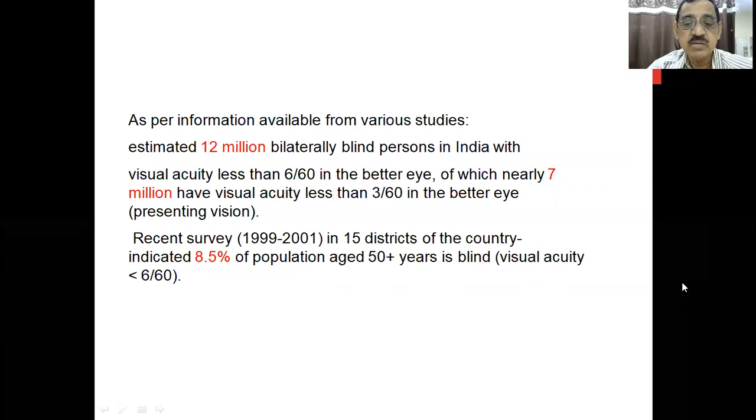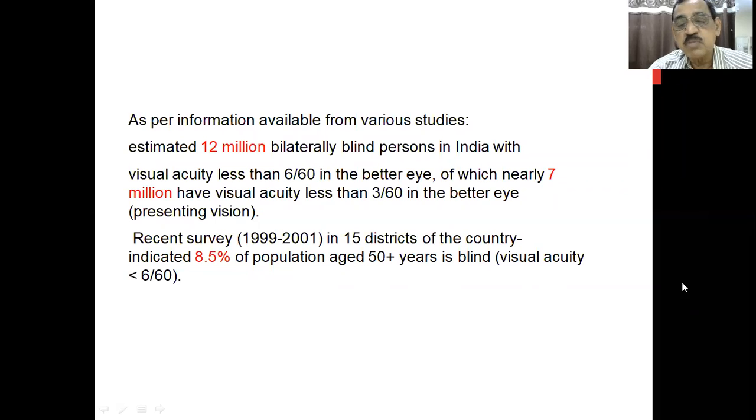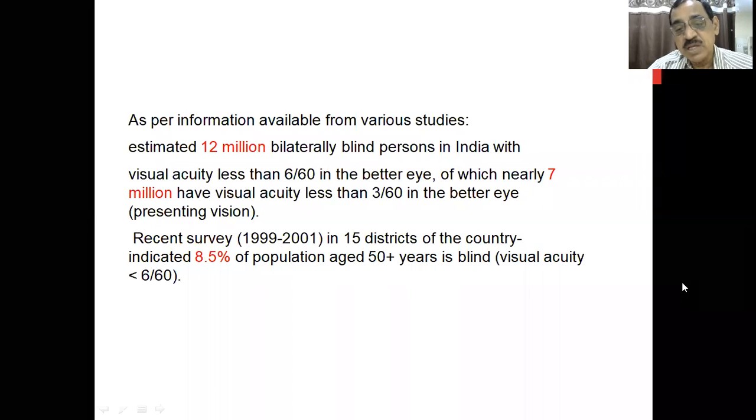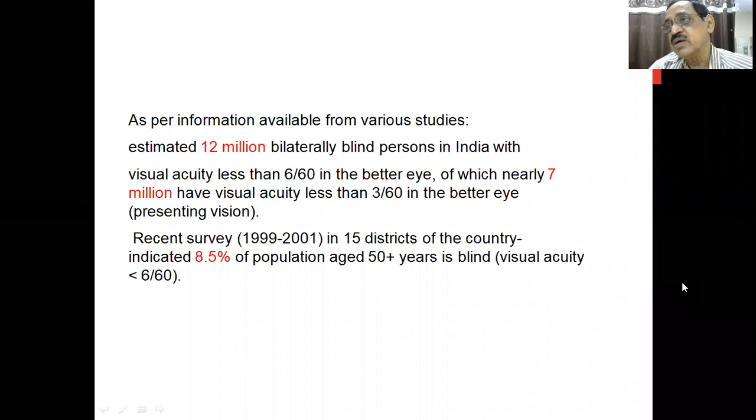Okay, a survey, not a recent one, way back in 1999 to 2001, in 15 districts of the country, indicated that 8.5% of the population aged 50 plus is blind. Visual acuity is less than 6/60. The reasons are multifold. It can be cataract, refractive errors, glaucoma, age-related macular degeneration, or some posterior segment disorders. All these things could have caused this.